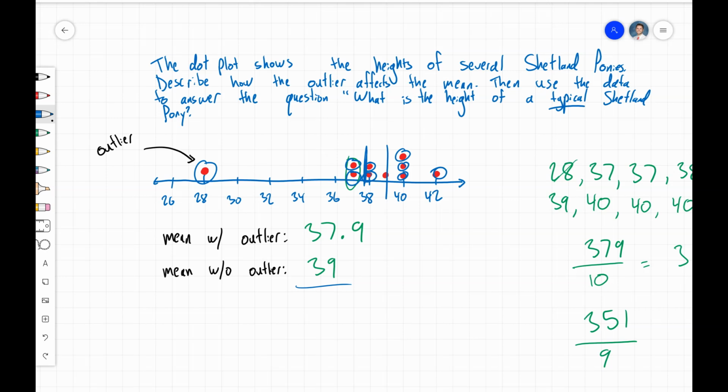And so we would say that the height of a typical Shetland pony is probably closer to 39 than it is to 37.9, since we can ignore that outlier here.